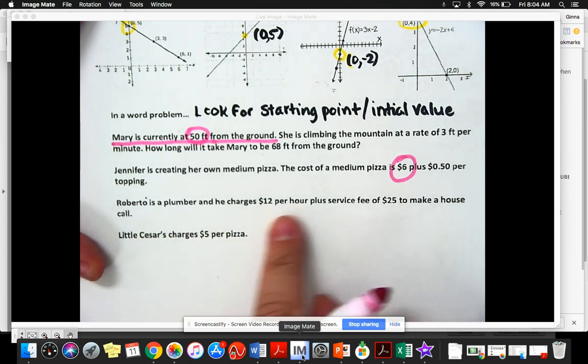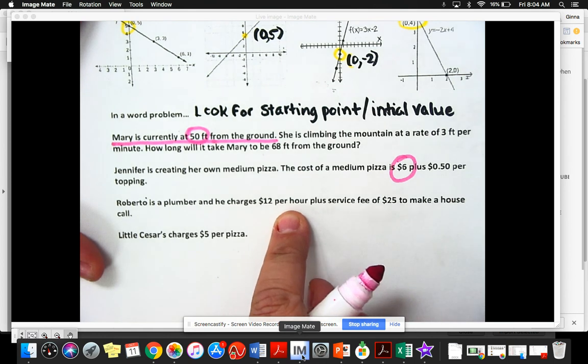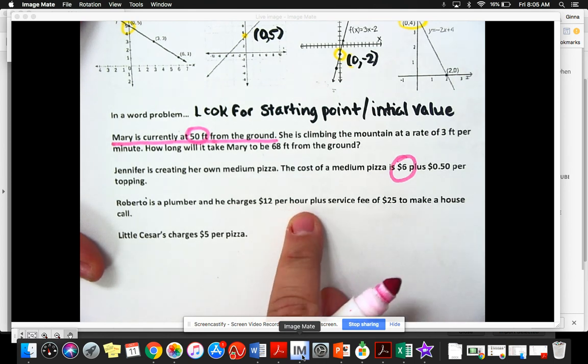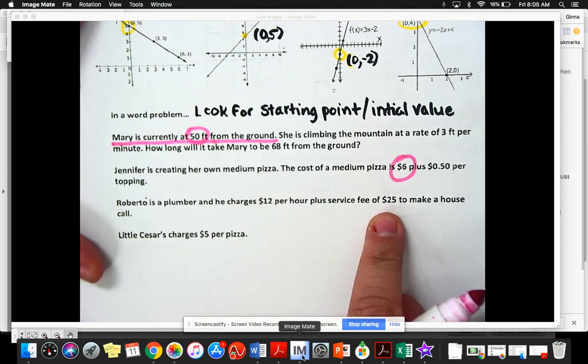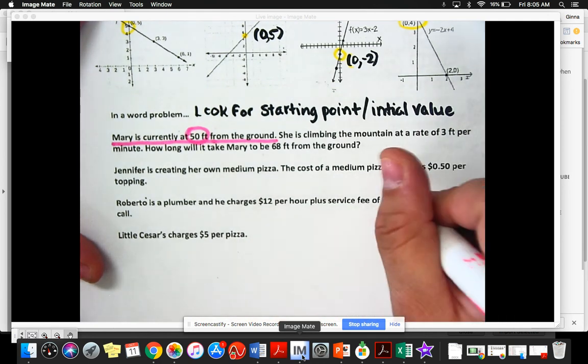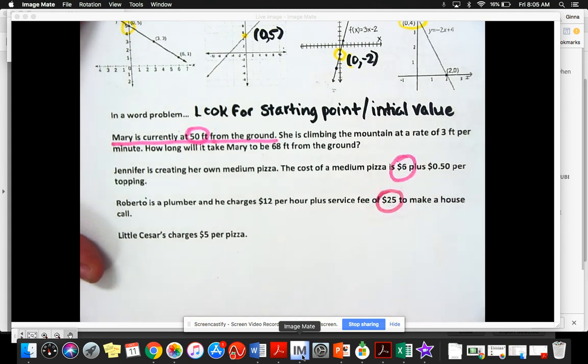Well, he gets $12 per hour. I don't care about the slope right now. I don't care about how much he gets paid per hour. I'm just looking for how much is he going to charge me just to come to my door. A service fee of $25. That's what the price is going to start at, plus whatever you have to pay him for each hour.